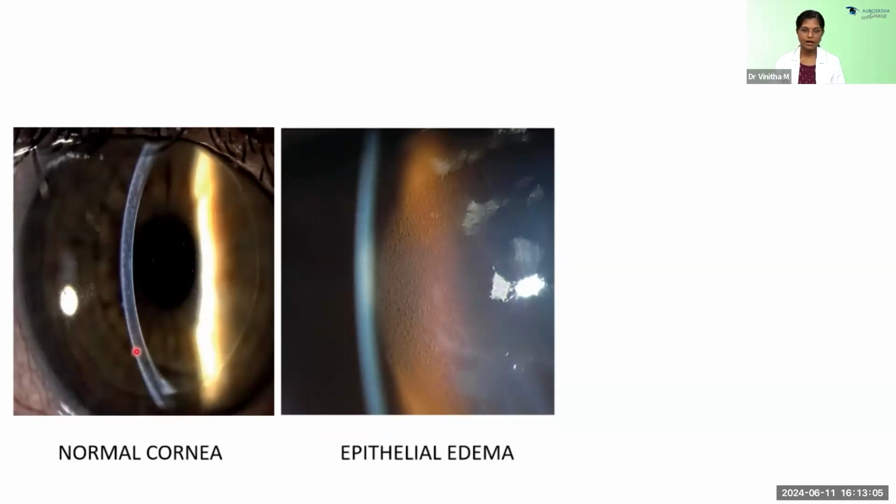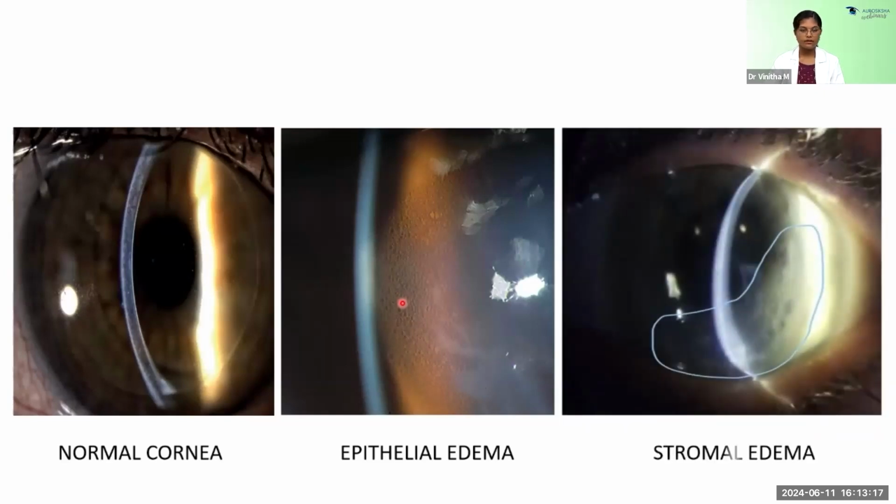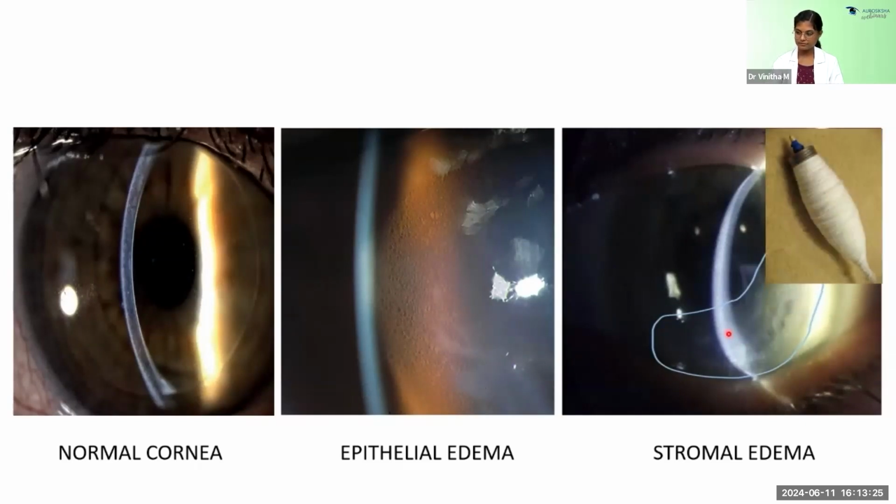If the fluid gets accumulated in the epithelium, it looks like a bubble-like structure, also known as microbullae or macrobullae. If the fluid gets accumulated in the stroma, the central part is bulged out, appearing like a spindle.